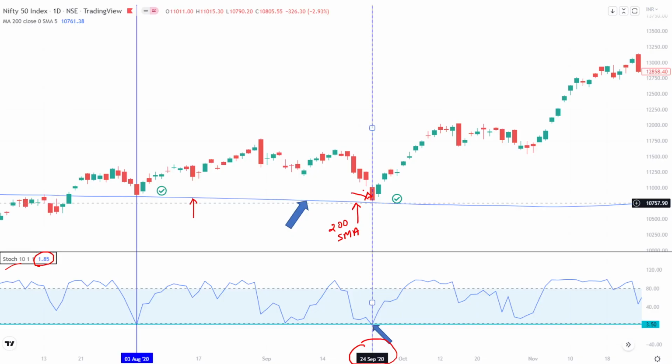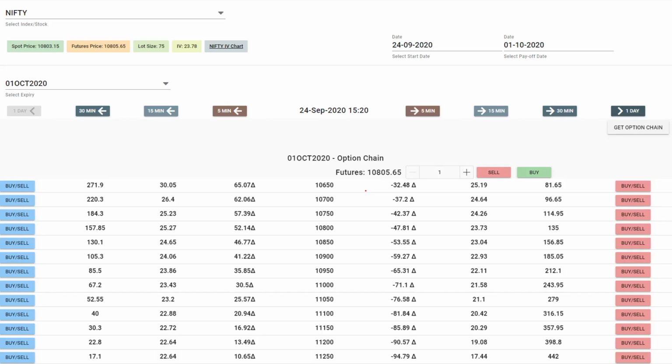Now, let's say we deploy the trade. When do we deploy the trade? We deploy the trade on 24th of September, around 3:20 p.m., that is 10 minutes before the market closes. And what we have to do is buy the at the money contract of the call option. So let's do this in the simulator.